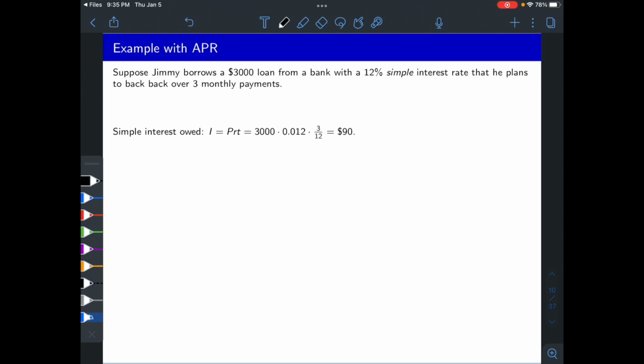So let's go through some calculations here. First off, how much simple interest does Jimmy owe? Well, it's a $3,000 loan, 12% simple interest rate, paid back over 3 months. So you do 12% of 3,000, and because you're doing 3 monthly payments, this 12% is like an annual interest rate. If you're doing it over 3 months, which is 3/12 of the year, or just 1/4, then you do 3,000 times 12% times 1/4 of the year. And that gives you $90. That's how much interest is owed.